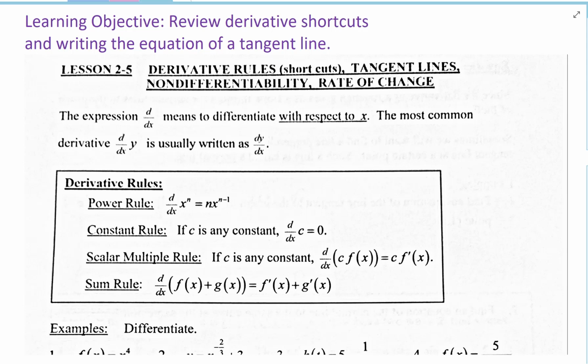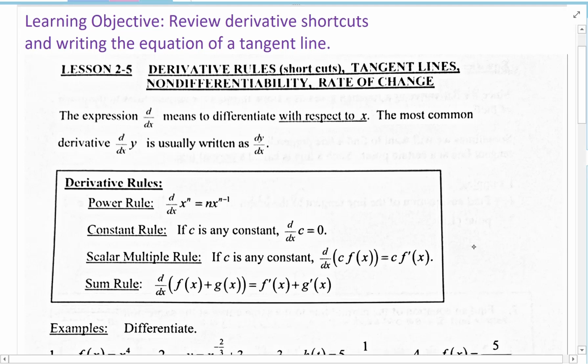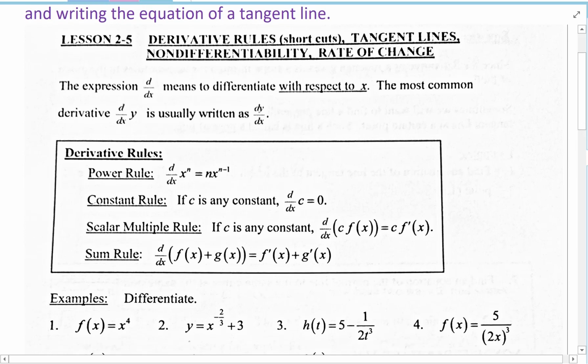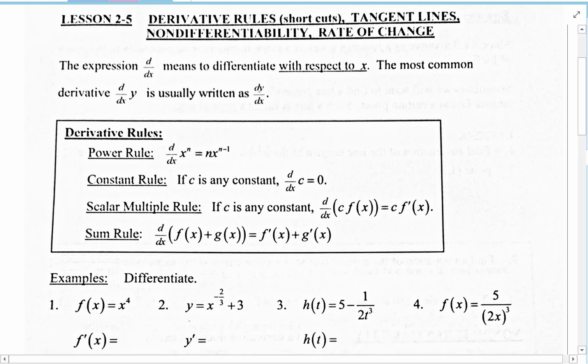Today's lesson will cover some of our derivative rule shortcuts and tangent lines, writing the equation of a tangent line. So remember, d dx means that you need to differentiate with respect to x. The most common use of that would be to differentiate y with respect to x, because that's how most relationships are written.